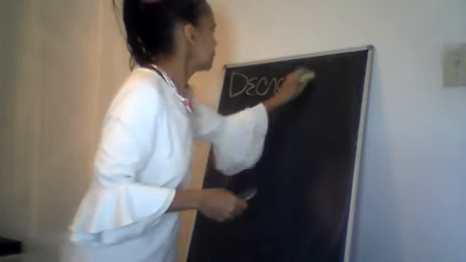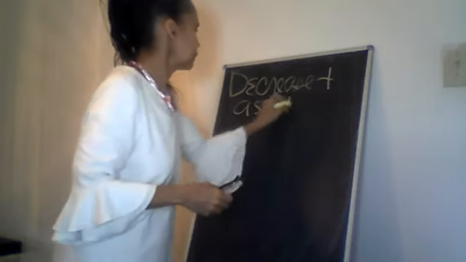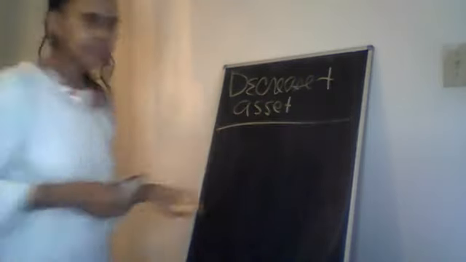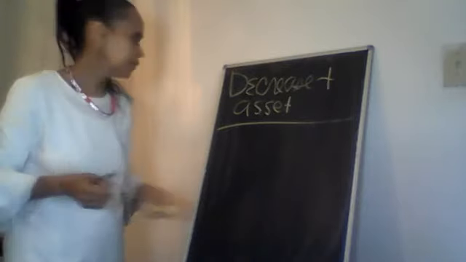Decrease in asset and decrease in liability. Okay, let's try something different. Okay, this says decrease in asset and decrease in liability. The question says decrease in asset, and decrease in liability. Okay, let's decrease an asset first.